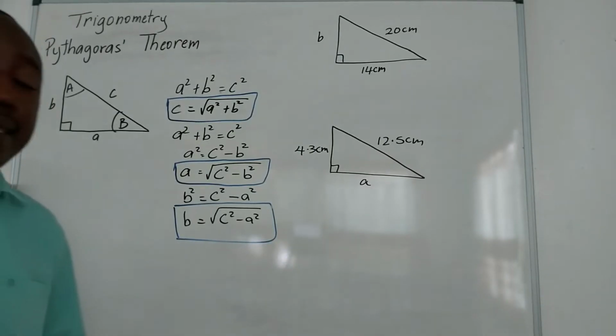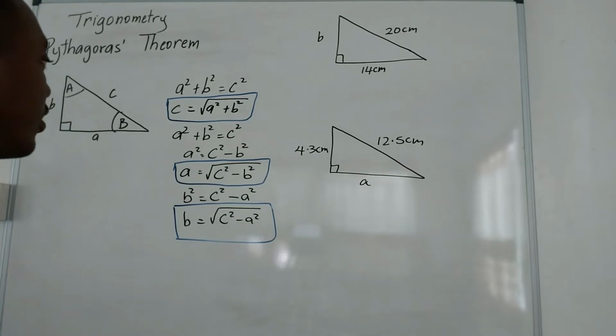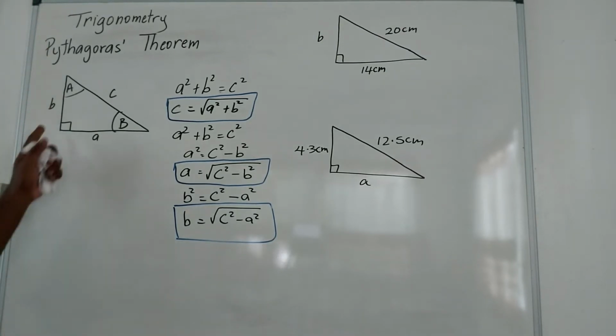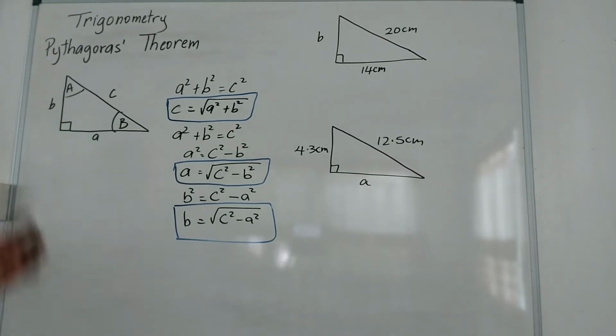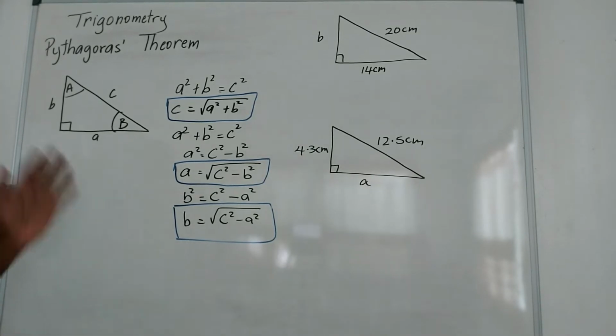Right. In our last lesson, we talked about Pythagoras' theorem. And we said in our last class that Pythagoras' theorem says the sum of the squares of the two sides of the triangle is equal to the square of the hypotenuse, which is the longest side of a triangle, the side opposite the 90 degrees. And we use that and we formulate some equations to help us find the length of those sides.